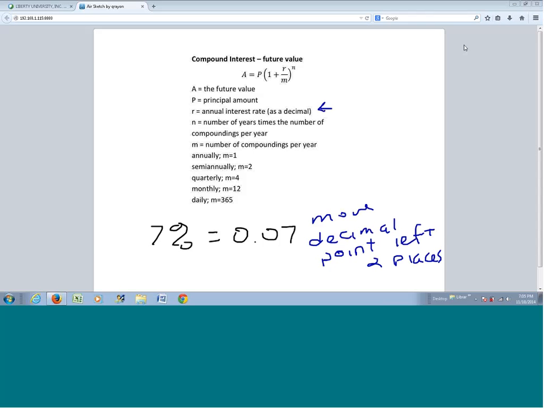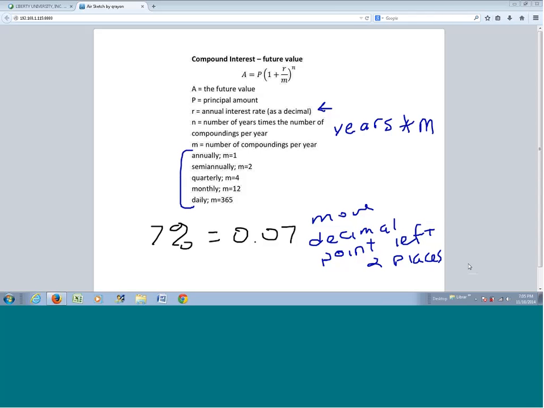And then N is the number of years that you're going to have this compounding happening, times the number of compoundings per year. And I have this listed below right here. Normally you won't see annually because that's more of just regular interest, but semi-annually, that's twice a year. Quarterly is 4 times a year. Monthly is 12 times a year, and daily is 365 times a year. So that would be your number for M. So to find N, you're going to take the number of years times M, whatever that number is for M.